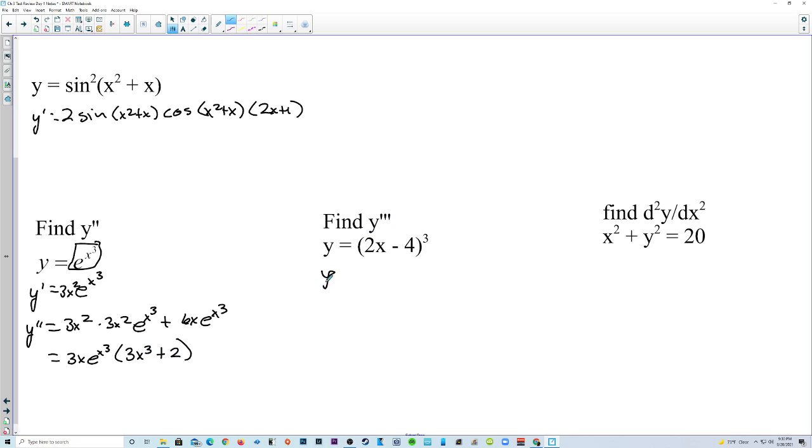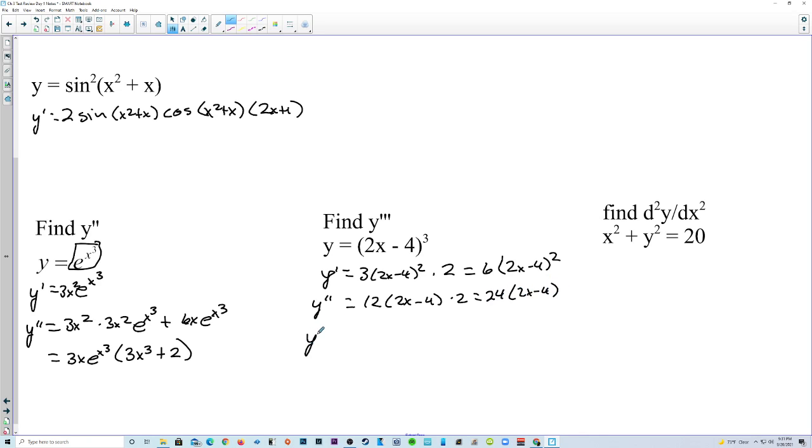Find the third derivative. First derivative is 3 times 2x minus 4 squared, but then times the derivative of the inside, which is 2, and that's 6 times 2x minus 4 squared. Second derivative is 12 times 2x minus 4 to the first, but then times 2. That's 24 times 2x minus 4. And then the third derivative is 24, but then times 2, which is 48.